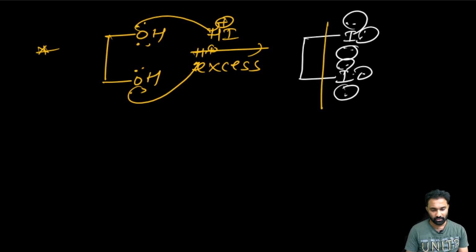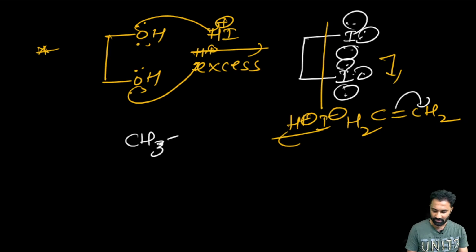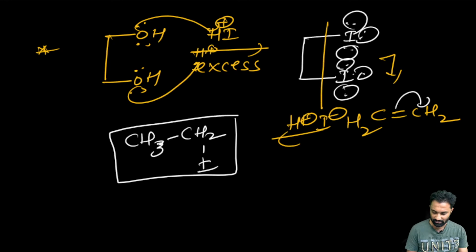It will be converted again into an alkene. After converting into the alkene, we have excess HI, right? Here also one H plus and I minus will be there. Now, the pi bond can shift to either carbon, and by that we'll get one CH3 and one CH2I. Is it clear? Done?